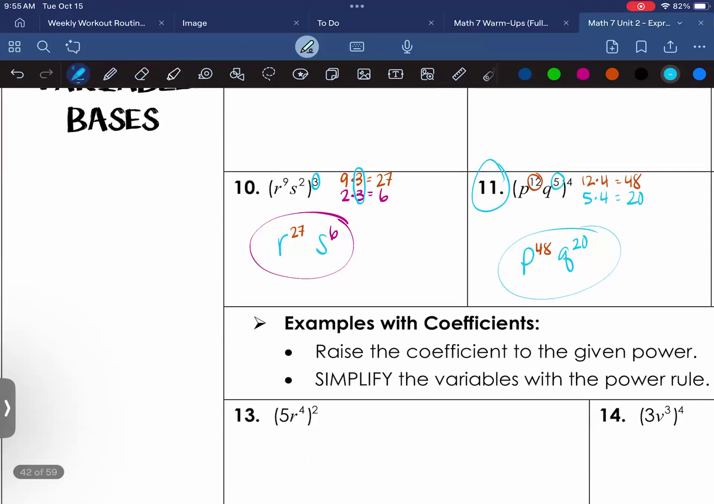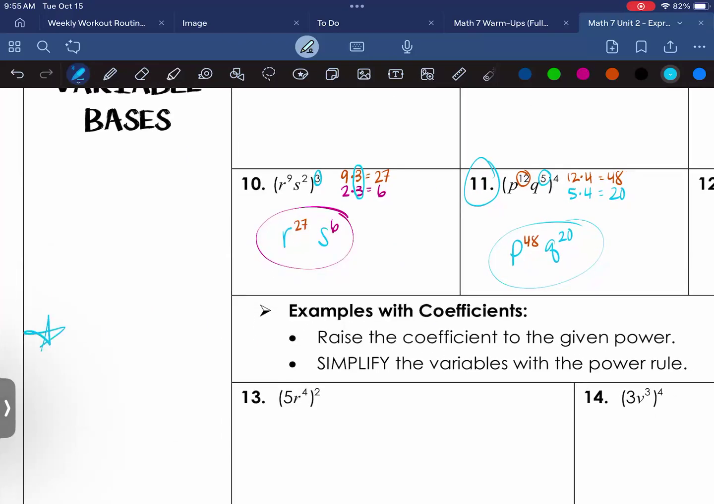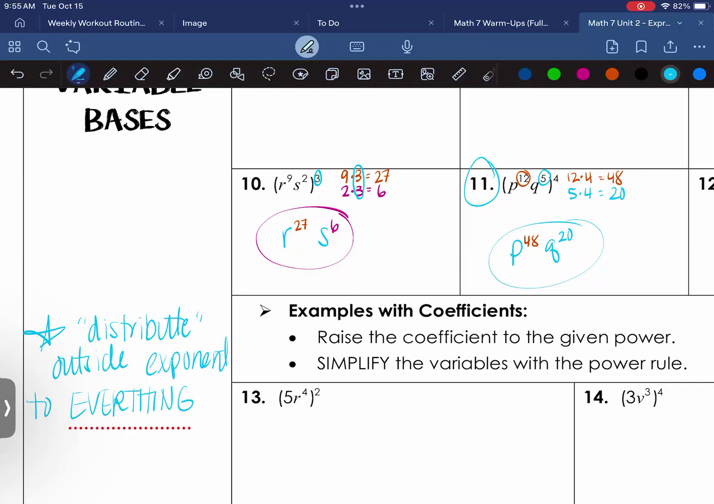So just a little note on here. It's kind of like distributing, right? So distribute the outside exponent to everything. Every single number or letter to everything inside those parentheses.